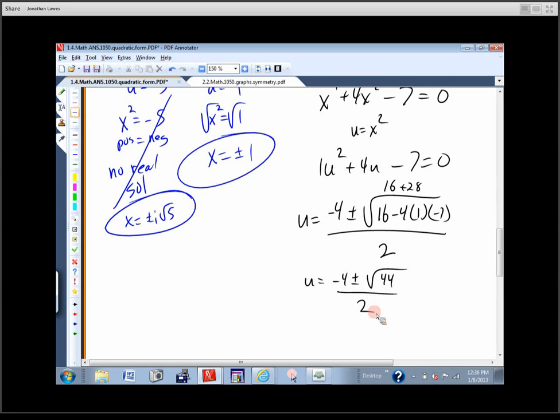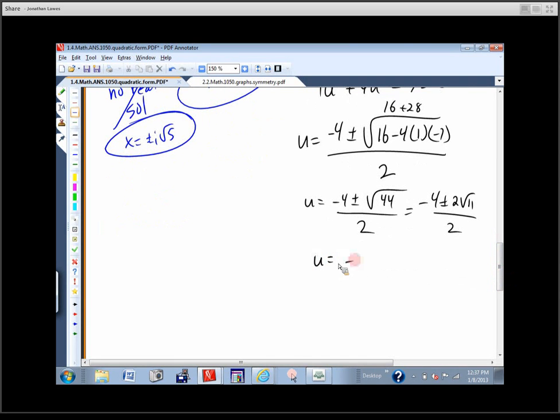Let's simplify a little bit more. We can write this as -4 plus or minus, let's see, that would be 2 times 2 times 11, so 2 radical 11, all over 2. And then we notice that we can simplify this a little bit more. There's a 2 in everything here, so this is going to be u equals -2 plus or minus radical 11.